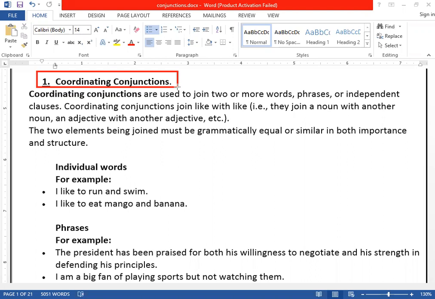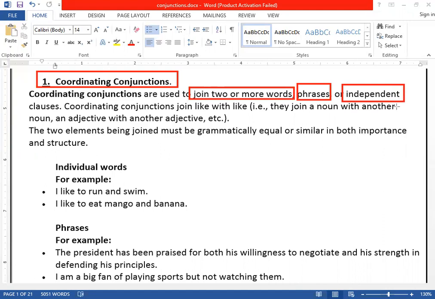Coordinating conjunctions are used to connect 2 or more words. Number 1, they are used to connect or join 2 or more than 2 words, phrases, or independent clauses. Independent clauses, not dependent ones. Clauses are of two different types. Number 1 we call independent clause. Number 2 we call dependent clause.